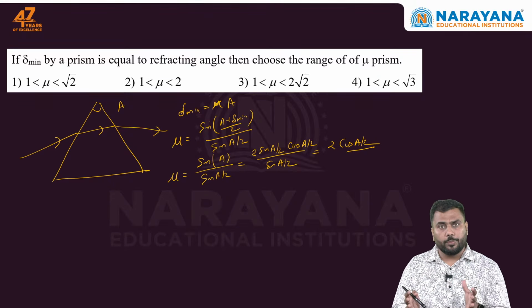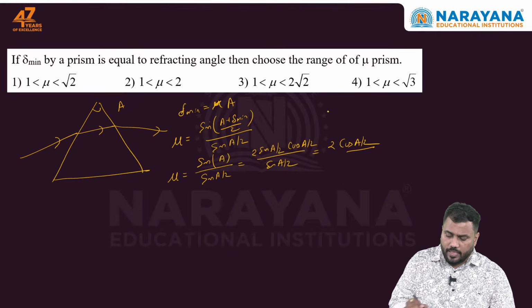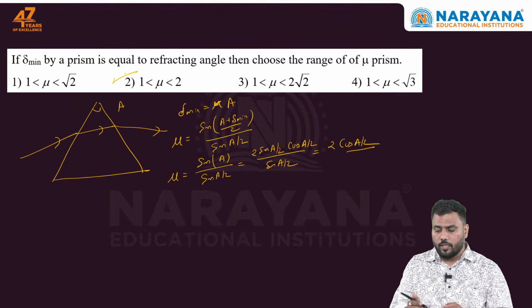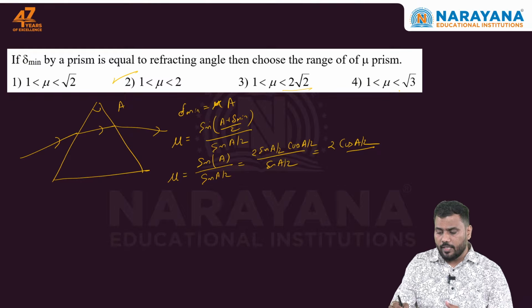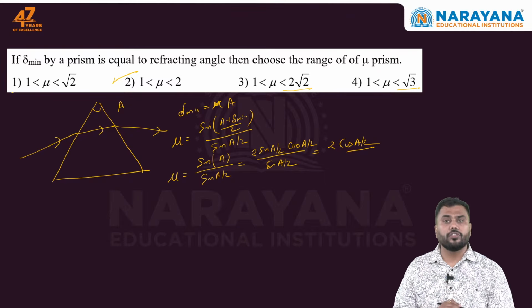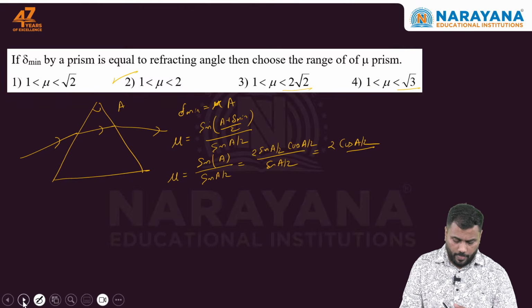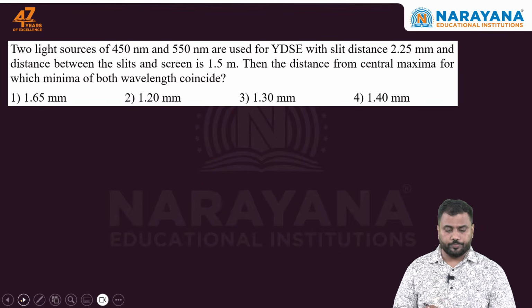But if I look at the options available to me, I can definitely have mu tending to 2, and that option is given by option 2. The option 3 is saying that mu can be greater than 2. Option 4 also we can eliminate, and option 1 also we can eliminate. So definitely the correct answer of this question should be option 2. Let's go to the next question.